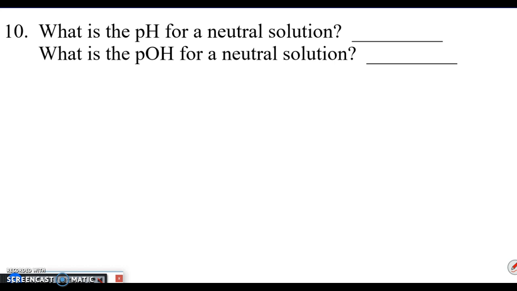What is the pH of a neutral solution? 7.0, throw a repeating mark above that 0. That's when it is neutral. And then what's the pOH of a neutral solution? Well, same thing. 7.0 with that repeating mark above the 0.